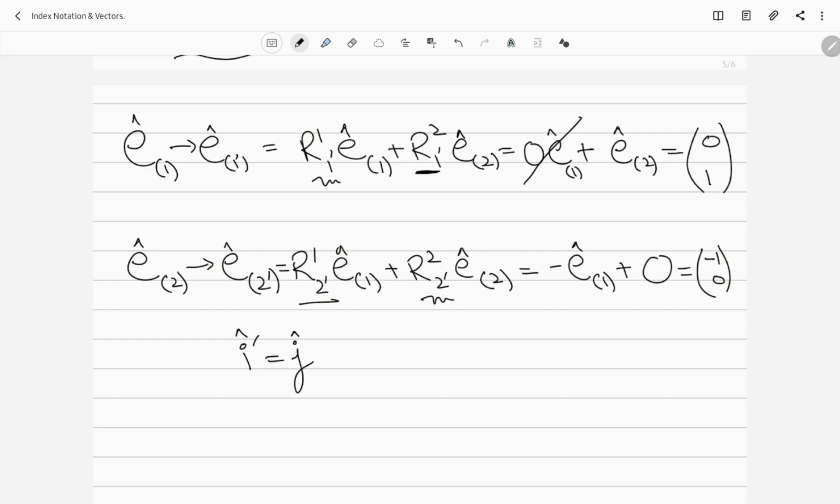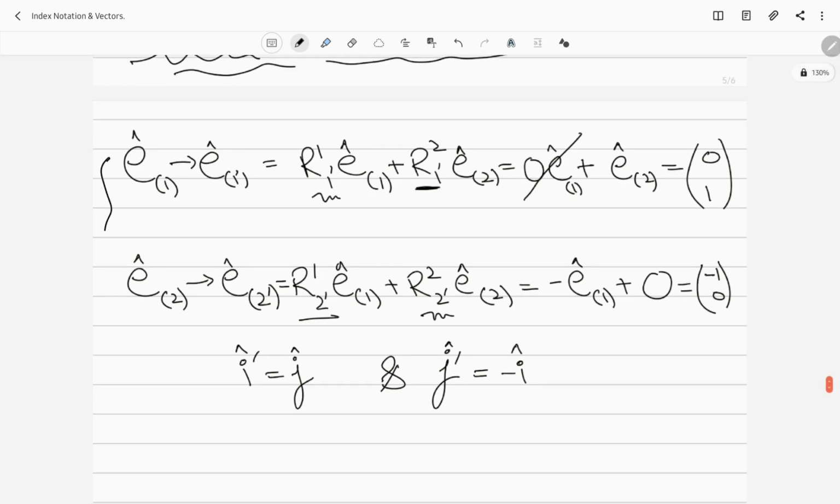Now you compare and see that this tells you that I hat prime is actually transformed into J hat, and your J hat prime transformed into negative I hat, right? You can see that from this.